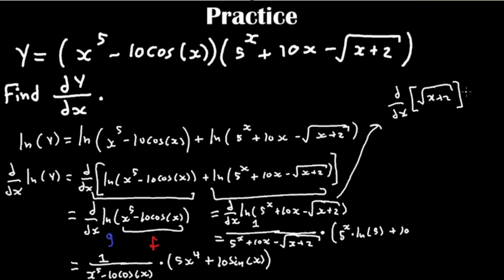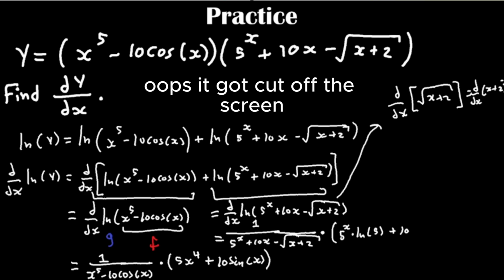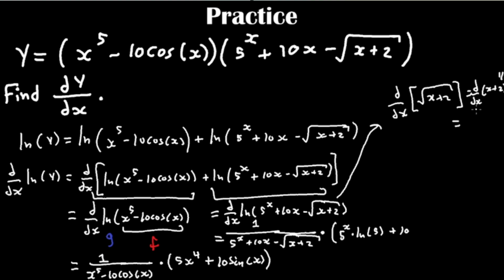This is the same thing as the derivative of x plus 2 to the 1/2. From our power rule, we're going to have 1/2 x plus 2 to the negative 1/2. And the derivative of the inside is just 1, so we can ignore that. So we get 1 over 2 root x plus 2. And then we have a minus. So we'd have minus 1 over 2 square root of x plus 2.